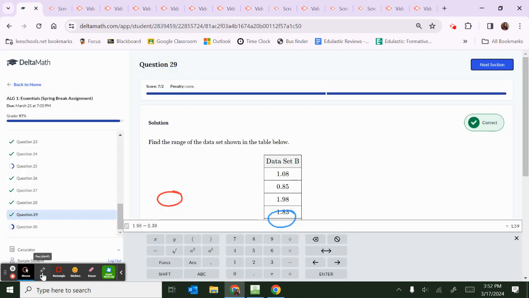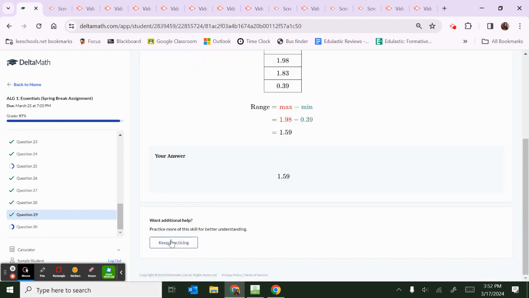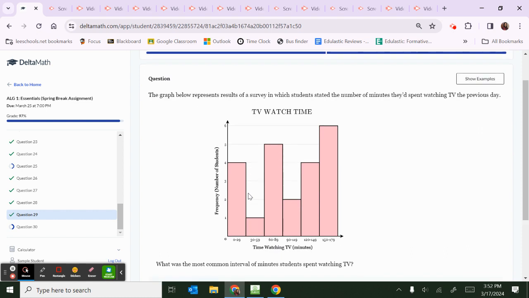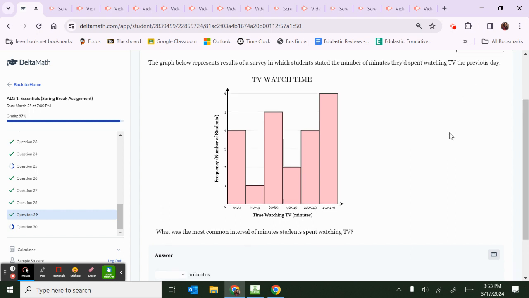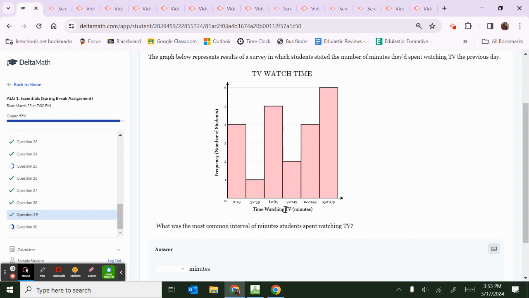As I said, every problem we just did was different from each other, so try to do about 10 of these. That way you can see all the variations. This one says the graph below represents results of a survey in which students stated the number of minutes they spent watching TV the previous day. This is the number of minutes they spend, so 0 to 29, 30 to 59, and so forth.